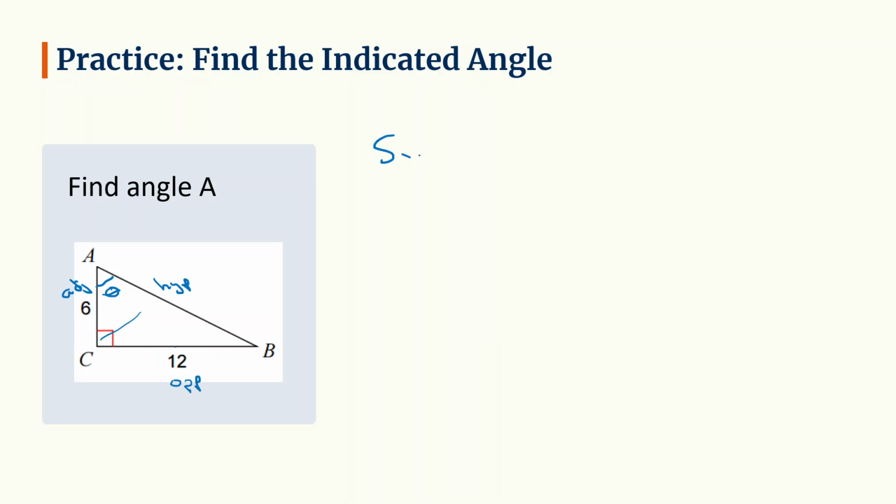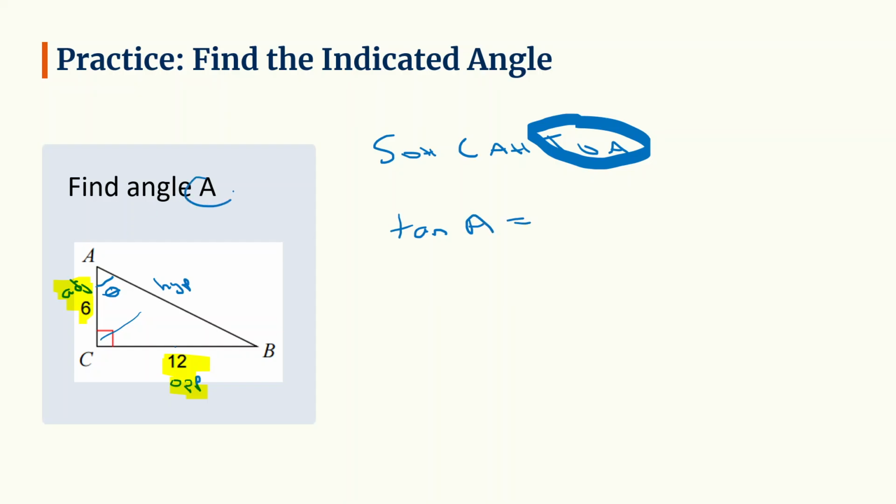So SOHCAHTOA. Which of those do I need to use right now? Okay, good question. Which sides do I have? Which sides do I want to have? Well, I don't want to have any side. I want the angle. So the adjacent I know about, and the opposite I know about. So I need to use the trig ratio that uses adjacent and opposite, which is tan. So I'm going to set up a tan equation. So the tan of theta, which I'll call A, because the question also said A.